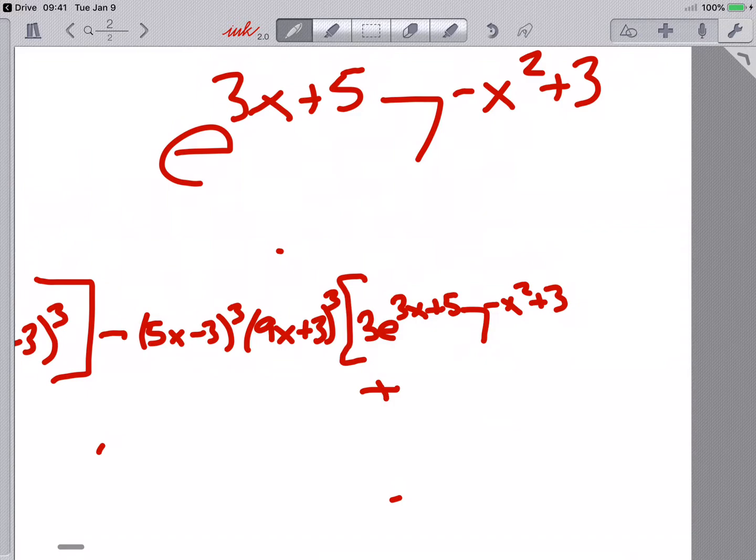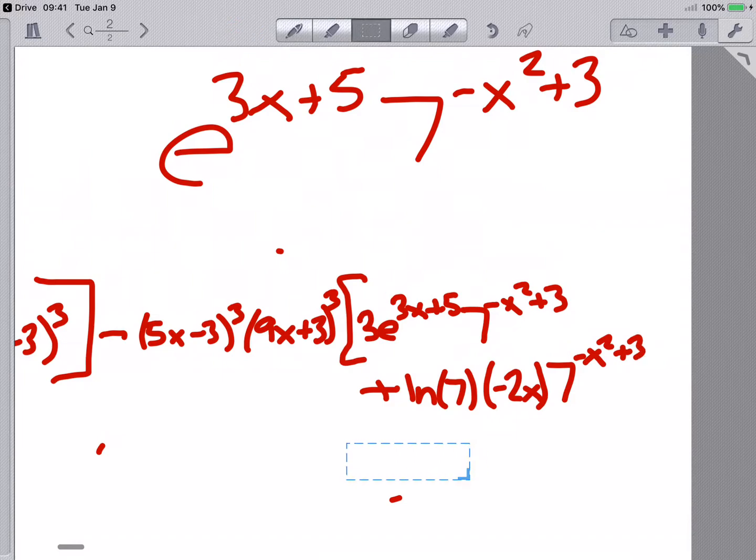plus, so this is still in the square brackets, I'm going to have the natural log of 7, and that's from my derivative of a number other than e raised to a power. So natural log of 7 times negative 2x, that's the derivative of the exponent, 7 to the negative x squared plus 3.